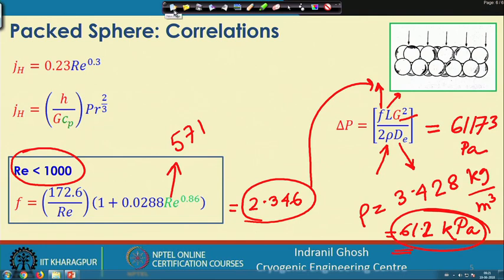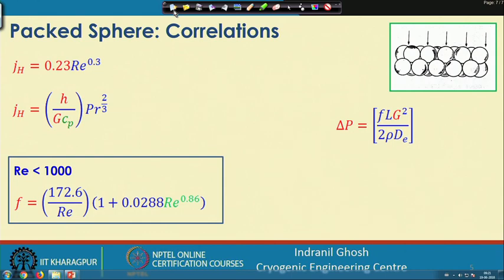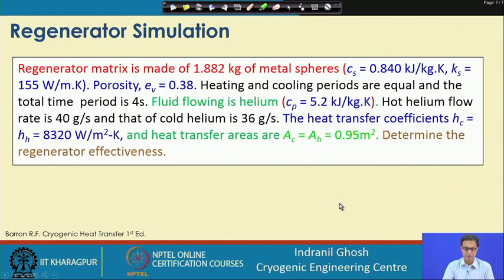So, like that, depending on the regenerator matrix material, we have to calculate the pressure drop and the heat transfer coefficient as necessary for the design and the simulation. Now we will go back to our discussion on the simulation of the regenerator. Here comes a problem. We have taken it from Barron's cryogenic heat transfer book, and it is a valve type regenerator, a fixed bed regenerator.